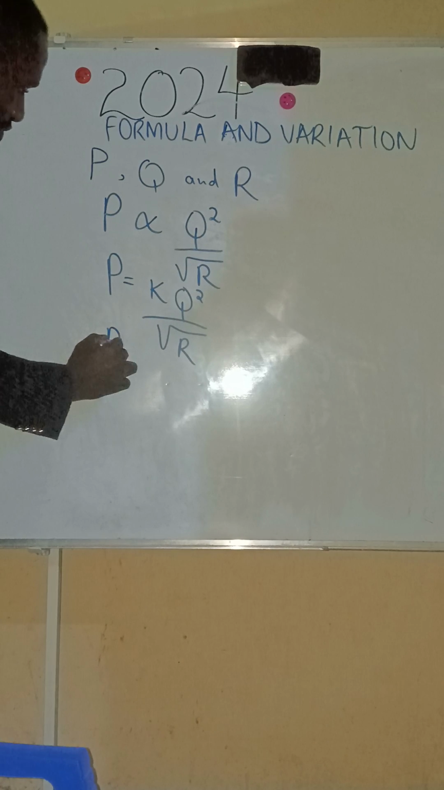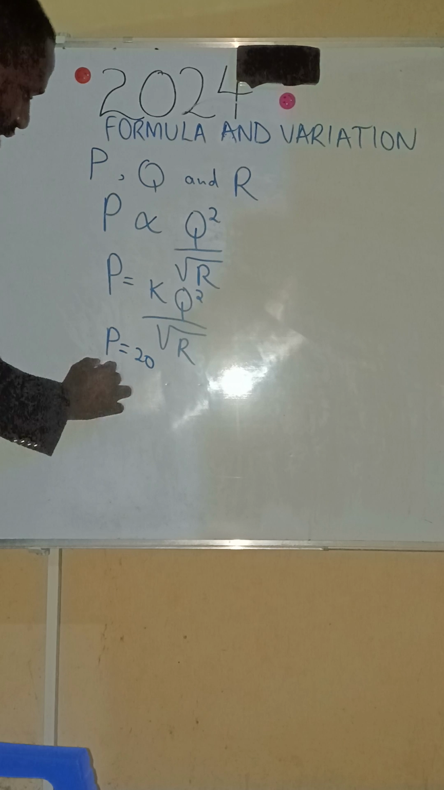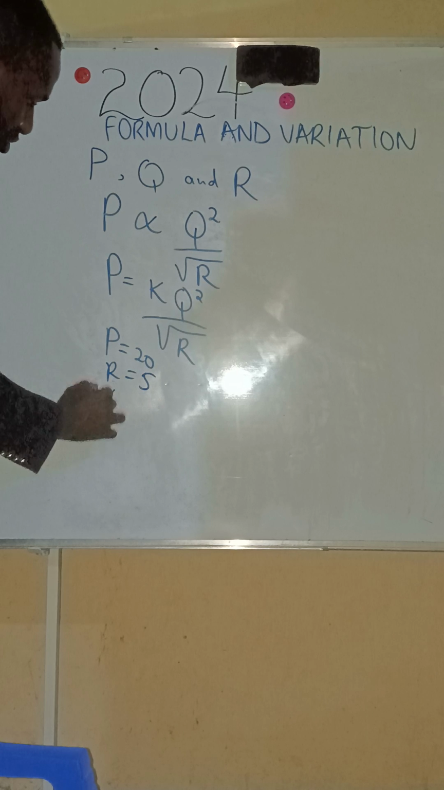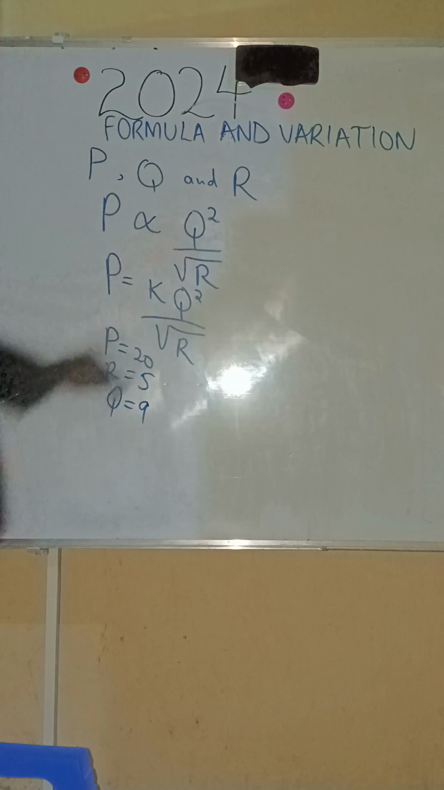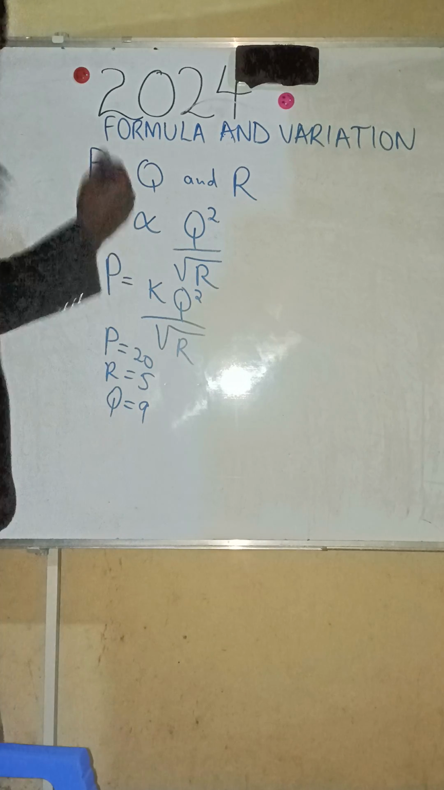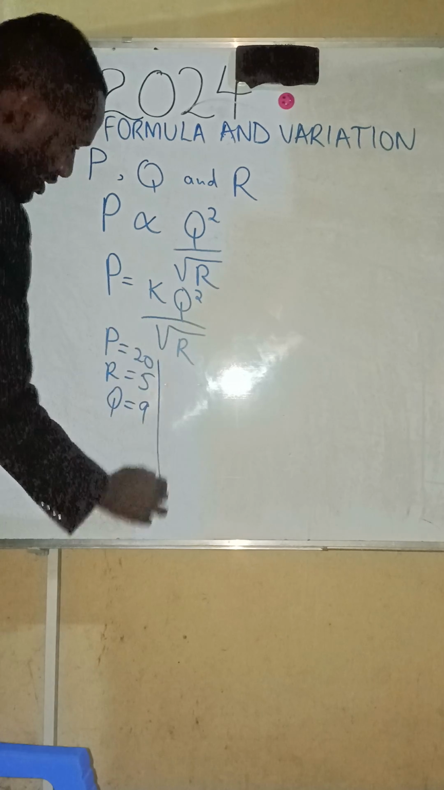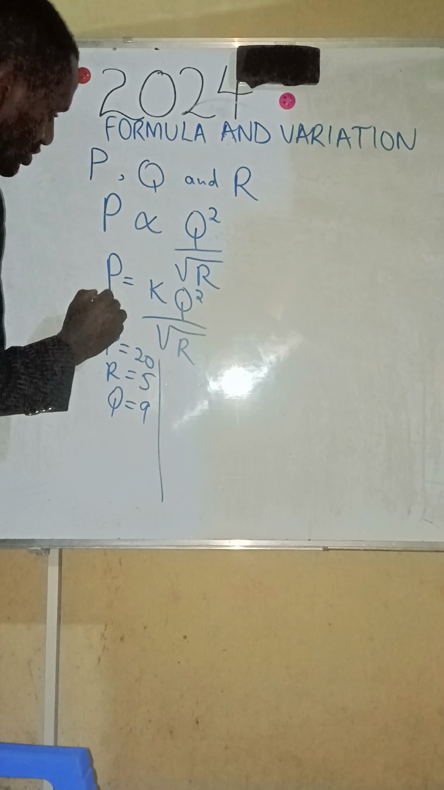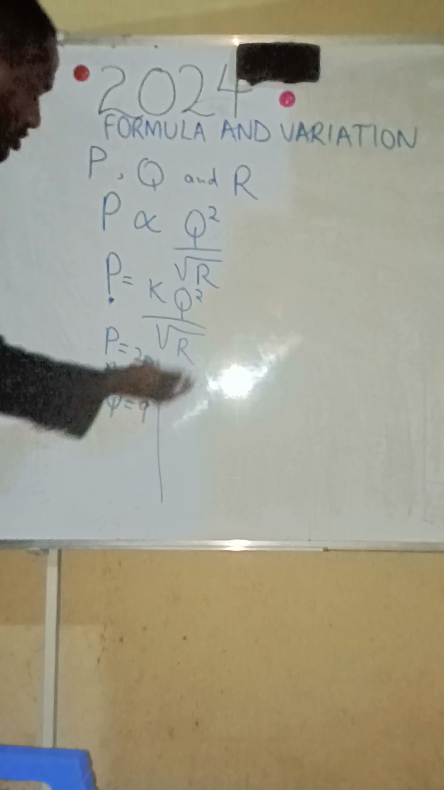Now we need to get the value of K, which is our constant. You're told that P is 20, Q is 5, and R is 9. Actually, we're told that P is 20 and R is 5, and Q is 9. You're told to find P when Q is 7 and R is 25. Let's first get the value of the constant. So you come here and substitute these values into this equation.